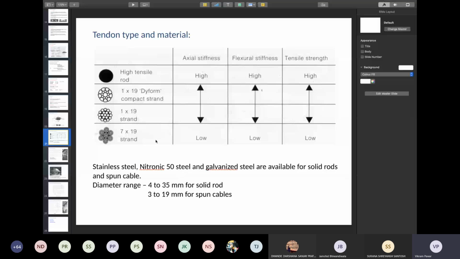Now the materials that you may use: you can use stainless steel, you can use Nitronic 50 steel, or you can use galvanized steel. They are all available for solid rods as well as spun cables. Diameter range will be anywhere between 4 mm to 35 mm for solid rods. It will be anywhere between 3 mm to 19 mm for spun cables.